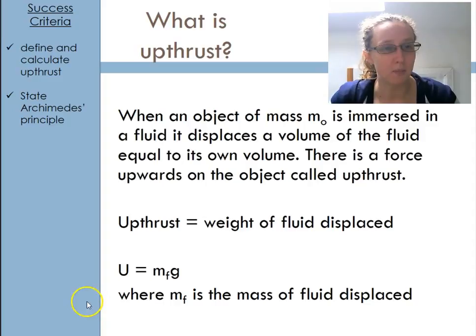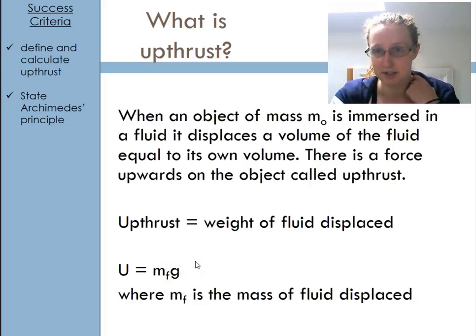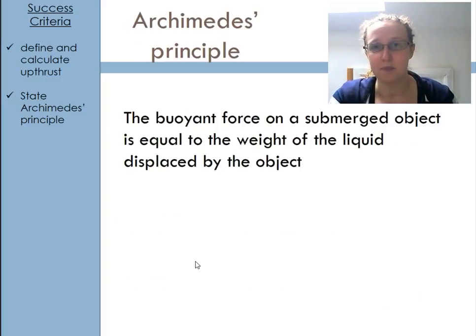Okay, so we just get the equation here. Upthrust is equal to the mass of the fluid displaced multiplied by g, so 9.81 in this instance. Okay, so it should be pretty straightforward, really. It does lead us to Archimedes' principle, so Eureka and all that. Basically what it says is that the buoyant force on a submerged object is equal to the weight of the liquid displaced by the object. So it's just a statement of what we've just said about upthrust.